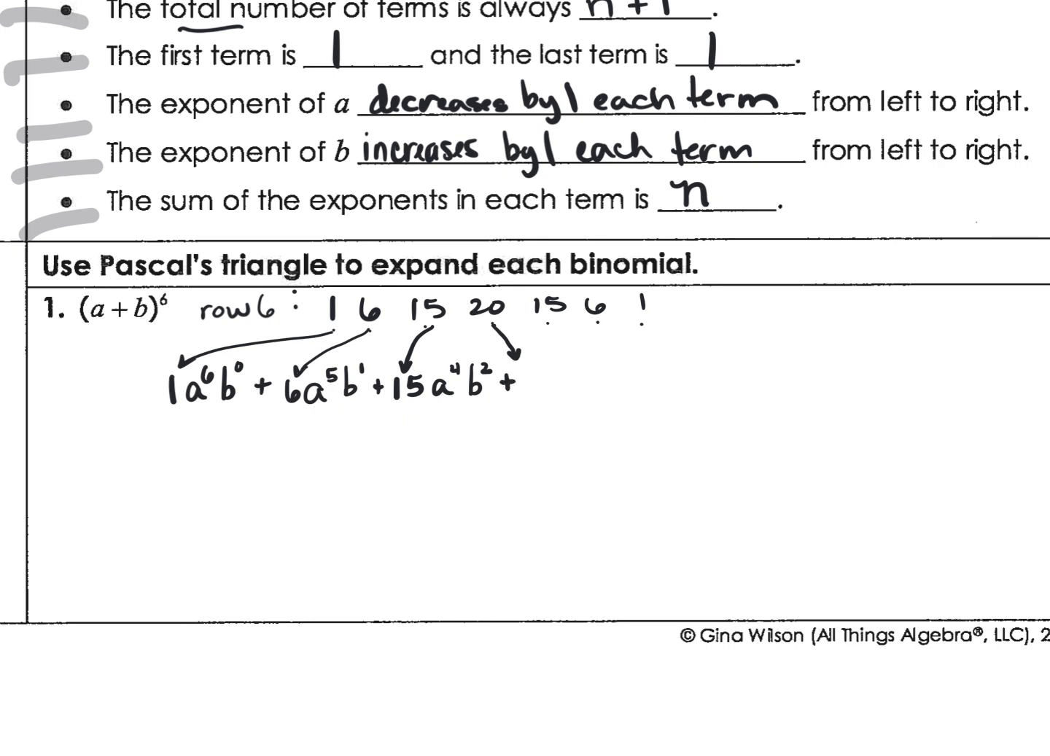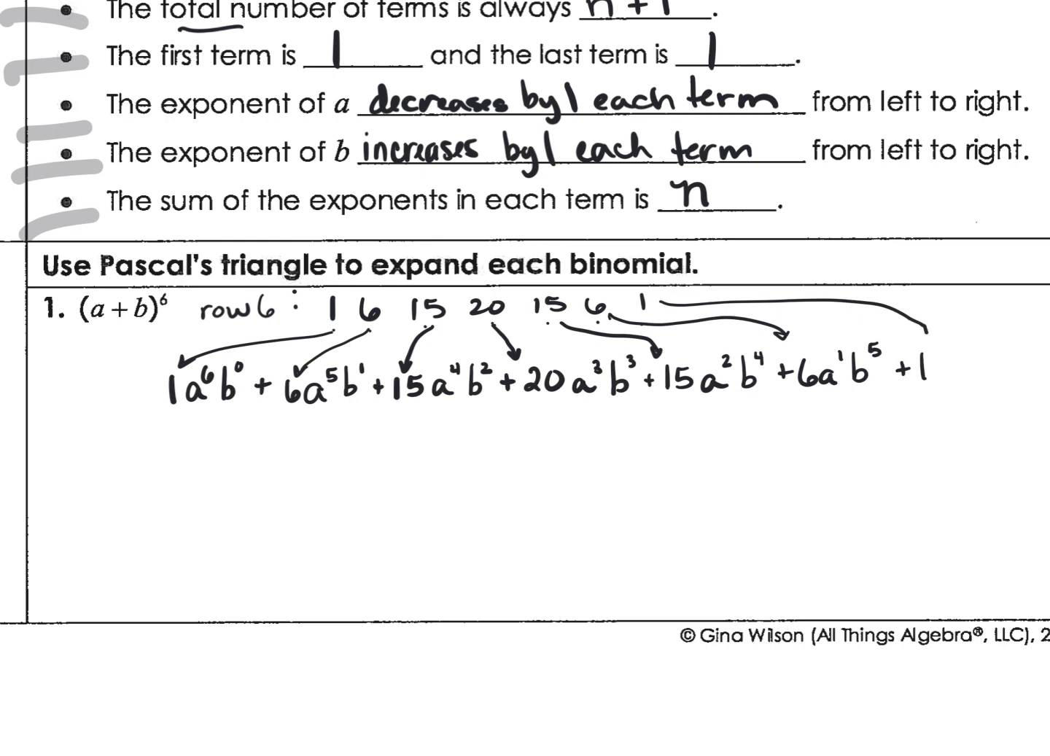Next coefficient is what? 20. A goes down to? B goes up to? Good. Next coefficient is 15. A to the what? B to the? Yep. Plus 6, A to the first, B to the fifth, plus 1 times A to the 0, B to the sixth, right?